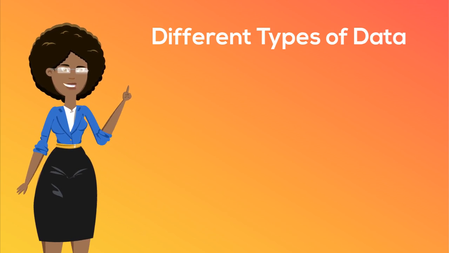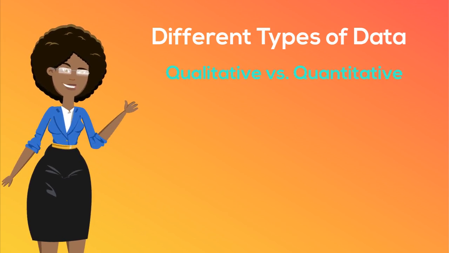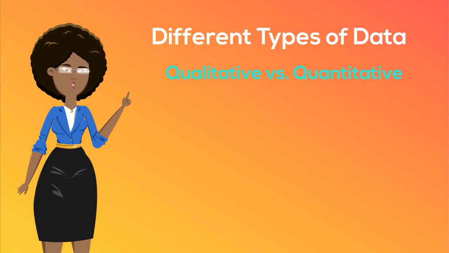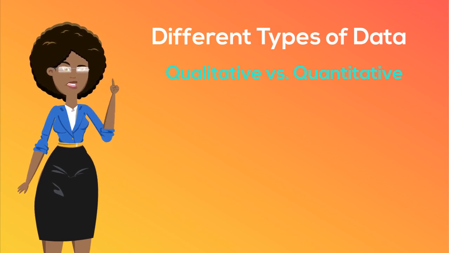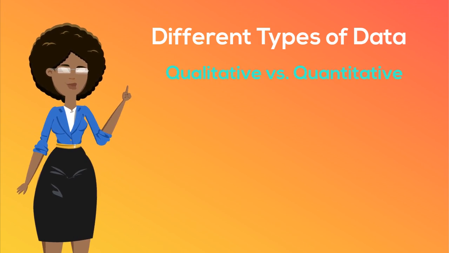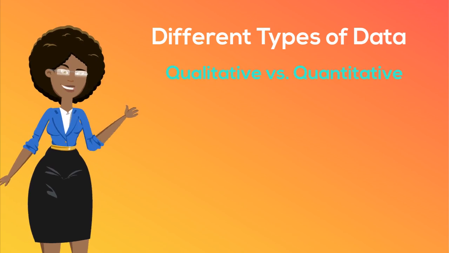Before we go any further, we have to cover the different types of data. As you may know, there are qualitative and quantitative data. Qualitative data mostly refers to words or descriptions, whereas quantitative data is mostly referred to as numbers or numerical types of data.